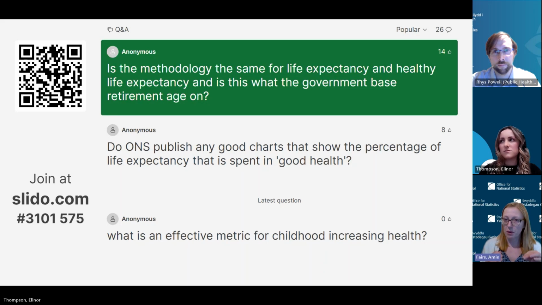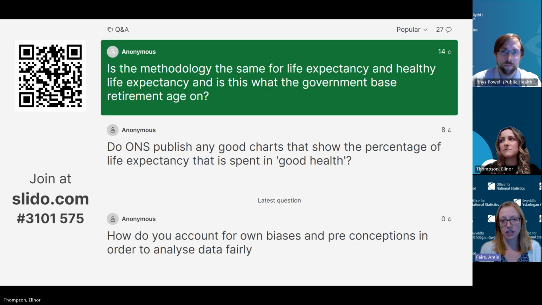The life expectancy figures I showed you, where we talked about 79 years for men and 83 for women, are based on period life expectancy, and healthy life expectancy uses the same underlying tables as this period life expectancy of the 79, 83 years old. I will have to double check that is the one the government based retirement age on. It is written in one of the publications, and I can double check and find out and get that information sent out in a link. But yes, parts of life expectancy and healthy life expectancy are using quite similar underlying methodologies.